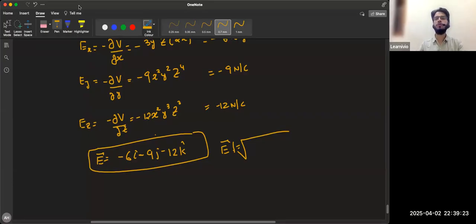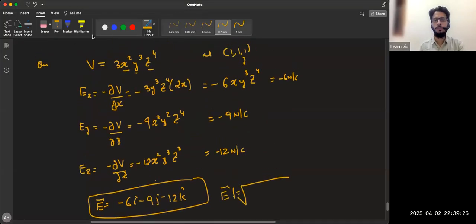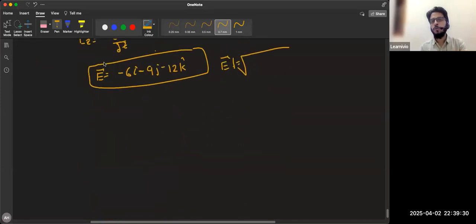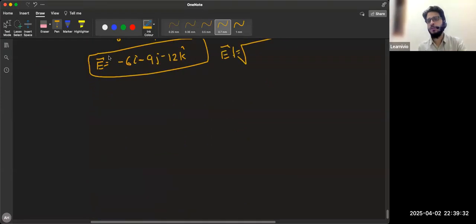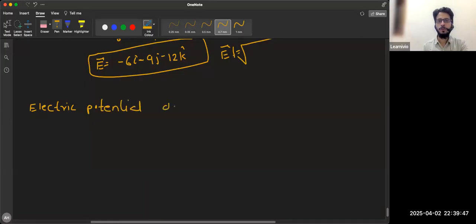So this is about the relation between electric field and potential. Now we'll come to potential due to different types of charge configuration, the way we calculated field due to different types of charge configuration. The first one is electric potential due to a point charge.